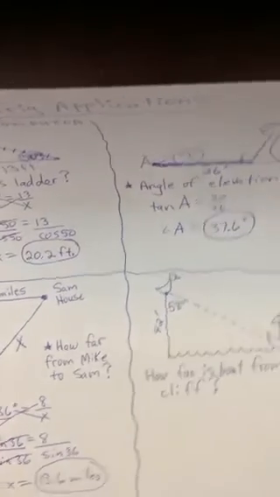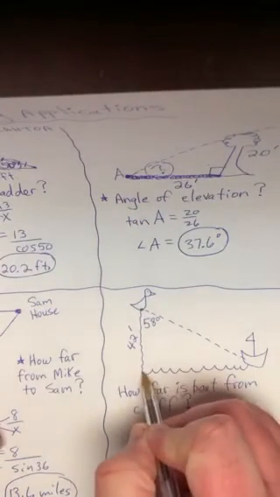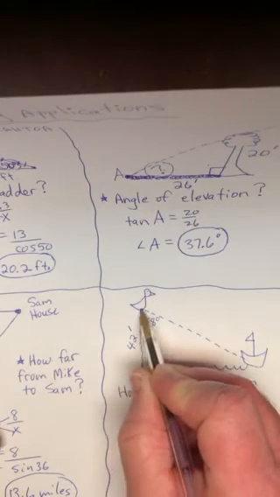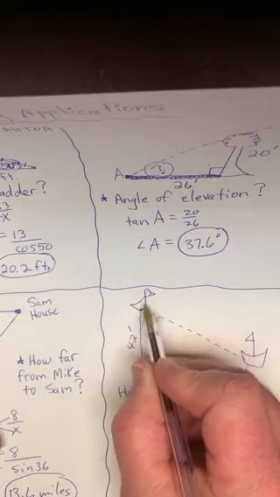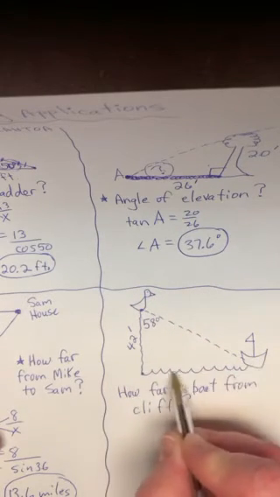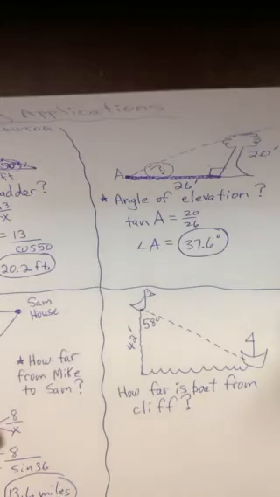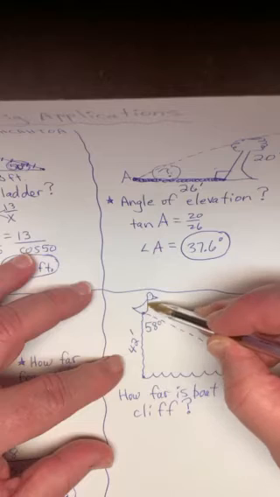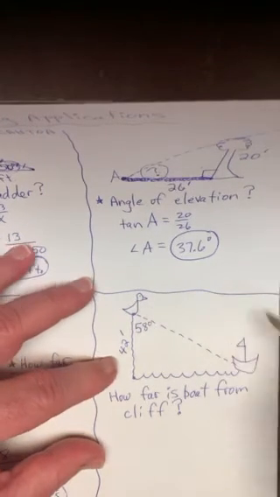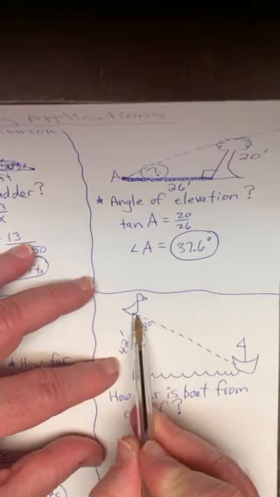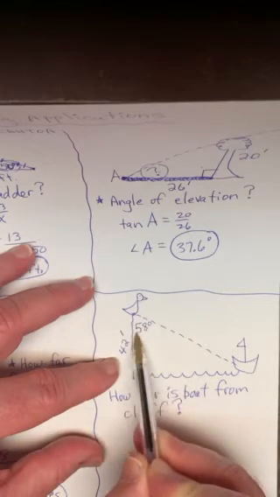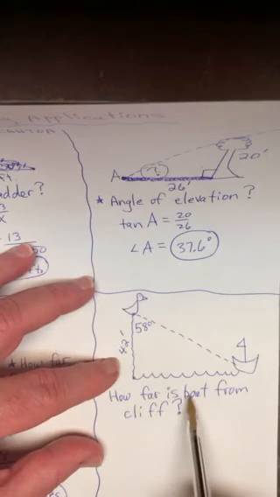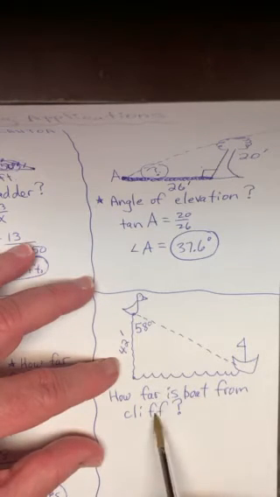And finally, we got a cliff, a 42-foot tall cliff. At the top of that 42-foot tall cliff, there's a bird, and the bird looks down and sees a boat out here on the ocean, okay? So big deal. We've got a 42-foot high cliff. The bird is standing on top of the cliff. He sees a boat. And that boat, by the way, there's a 58-degree angle in there between the top of the cliff to the boat. How far is the boat from the cliff?